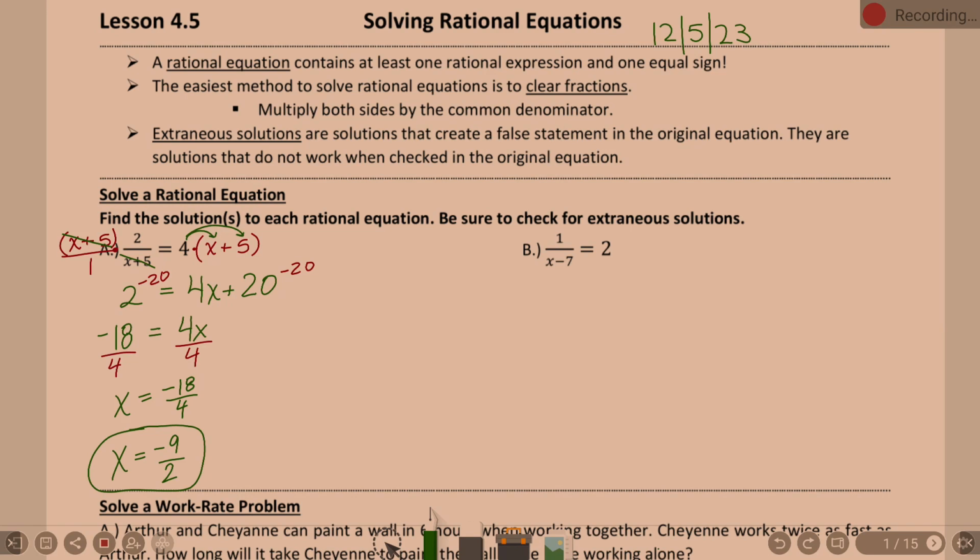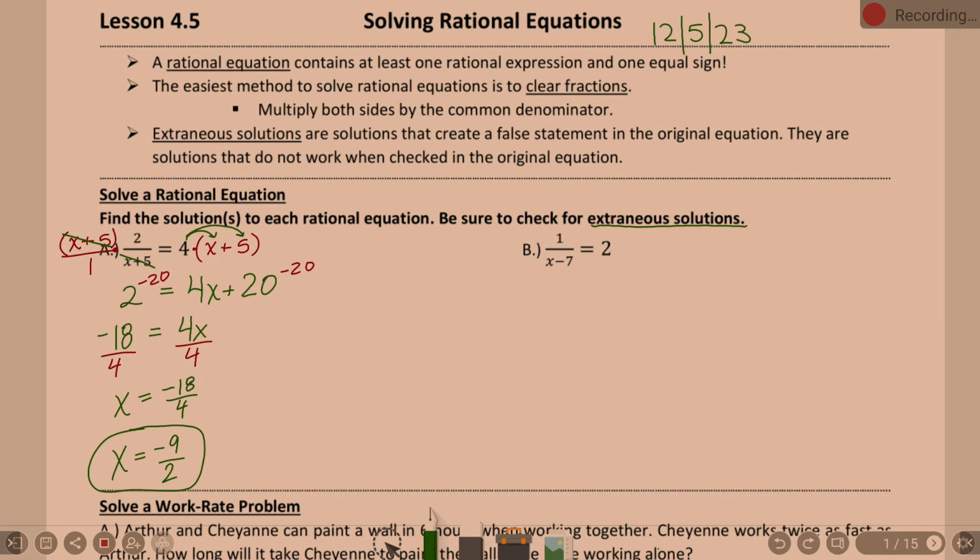Okay. I personally would accept negative 4.5. Savas, I don't know. Read the directions. You never know with Savas, right? Read and see what they say. Now, before we try the next one, it said be sure to check for extraneous solutions.